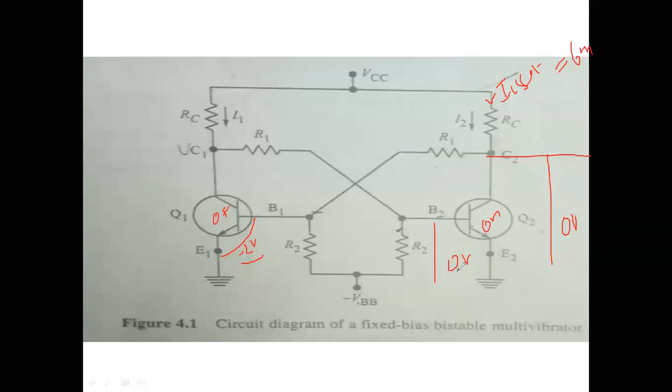Next, we can first easily find the RC value. It is nothing but VCC minus this voltage divided by the current. Without assuming this current, it is not possible to find this RC value. That's why we have to assume. We must know this current. If the question has given it, well and good. If not, we have to assume it.